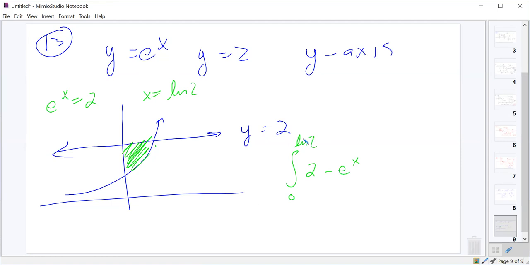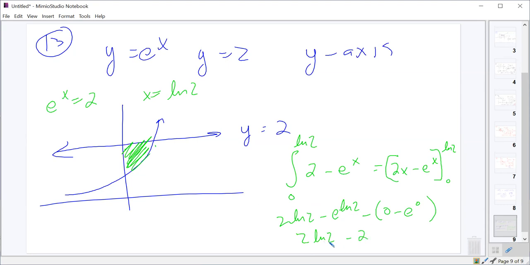Hopefully. Okay. And the integral of 2 is 2x and the integral of e to the x is e to the x. So 2x minus e to the x from 0 to ln 2. We get 2 ln 2 minus e to the ln 2 minus 0 minus e to the 0. So we got 2 ln 2, e to the ln 2 is 2, so 2 ln 2 minus 2, minus a negative e to the 0. E to the 0 is 1, so minus negative 1, so plus 1. So it looks like we have 2 ln 2 minus 1, which appears to be choice D.